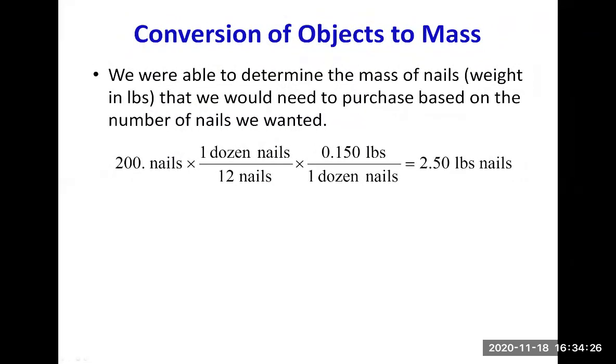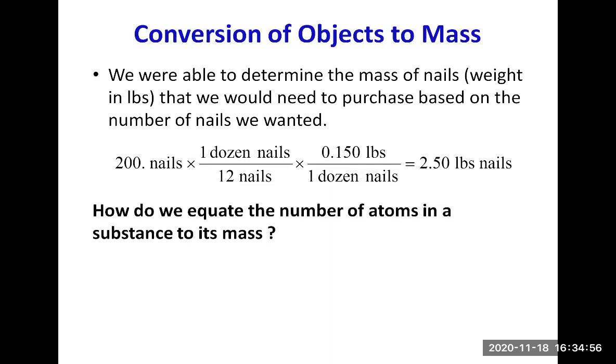So we were able to determine the mass of nails, the weight in pounds, that we would need to purchase based on the number of nails we wanted. You remember we wanted 200 nails, and using the fact that there are 12 nails in a dozen, and knowing the mass of a dozen, we were able to find the mass of 200 nails. And by weighing nails, we were able to count the number of nails. So how do we equate the number of atoms in a substance to its mass?